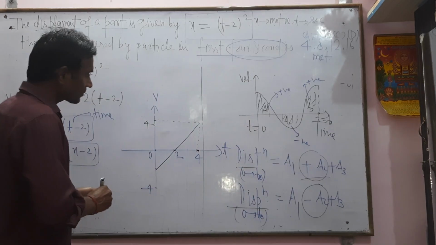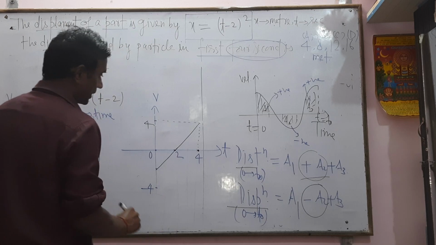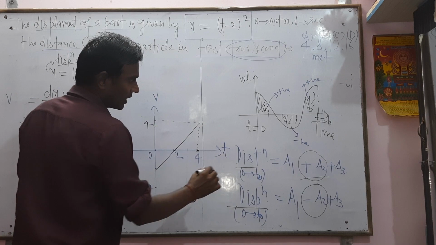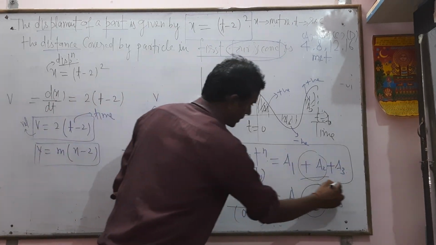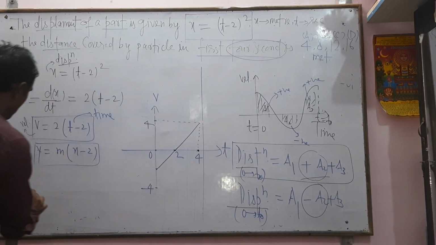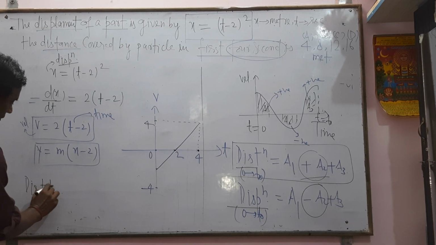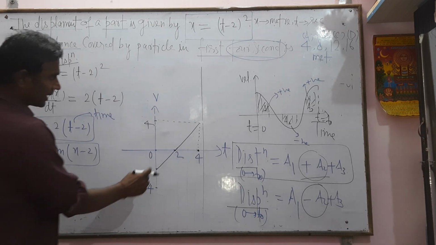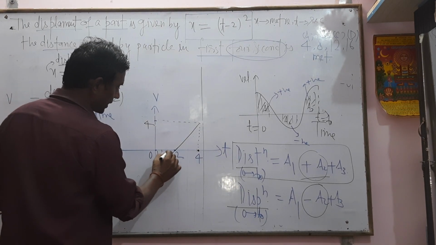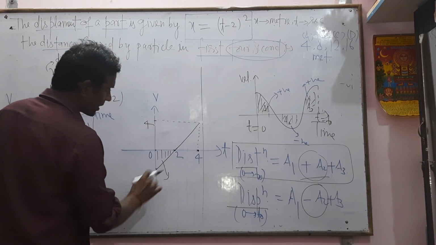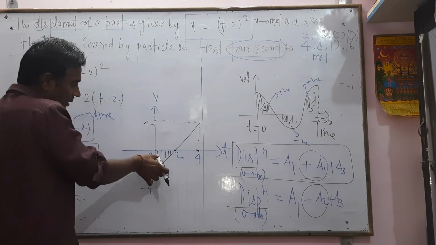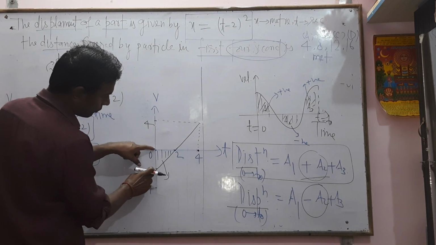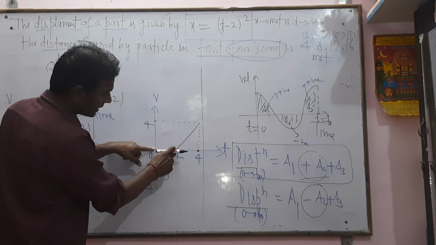So we need the area. This is velocity and time. We need the distance, not the displacement, from 0 to 4 second. That must be the area. We are trying to find that area. This is 2 and this is minus 4. So that is 4 distance, and that is 2 distance.